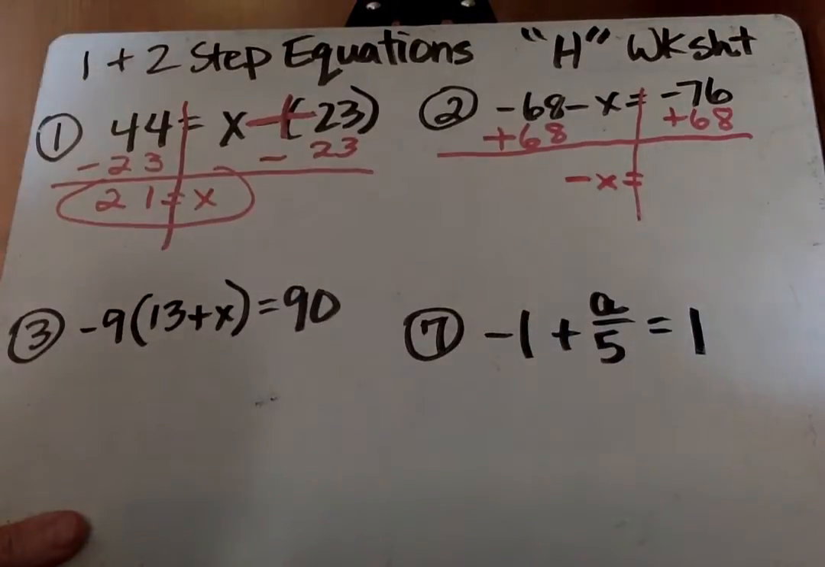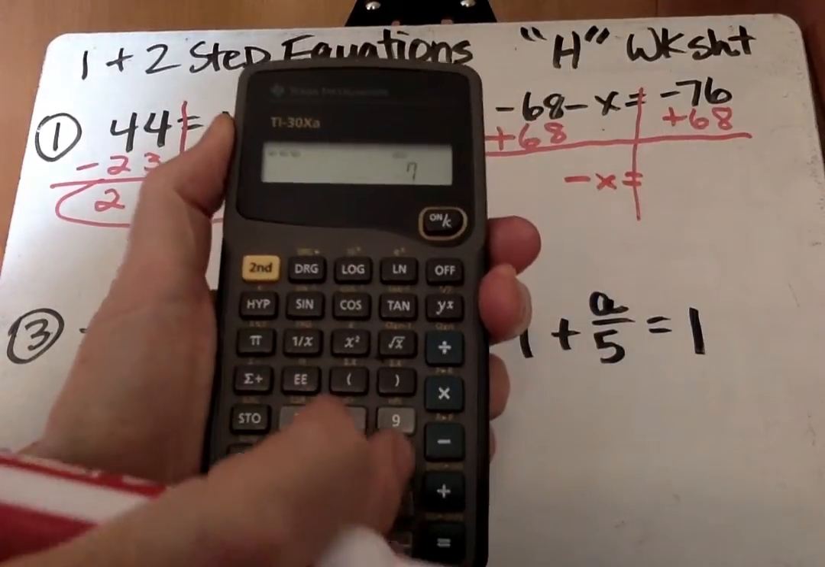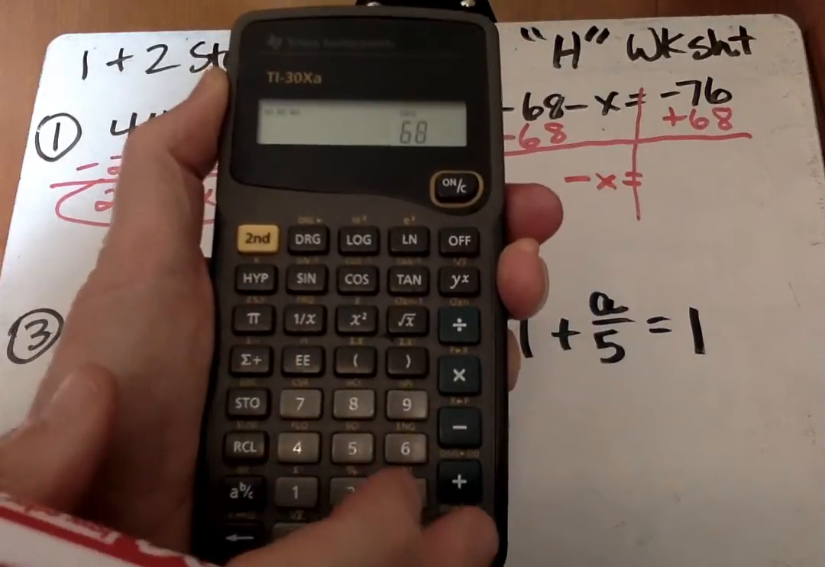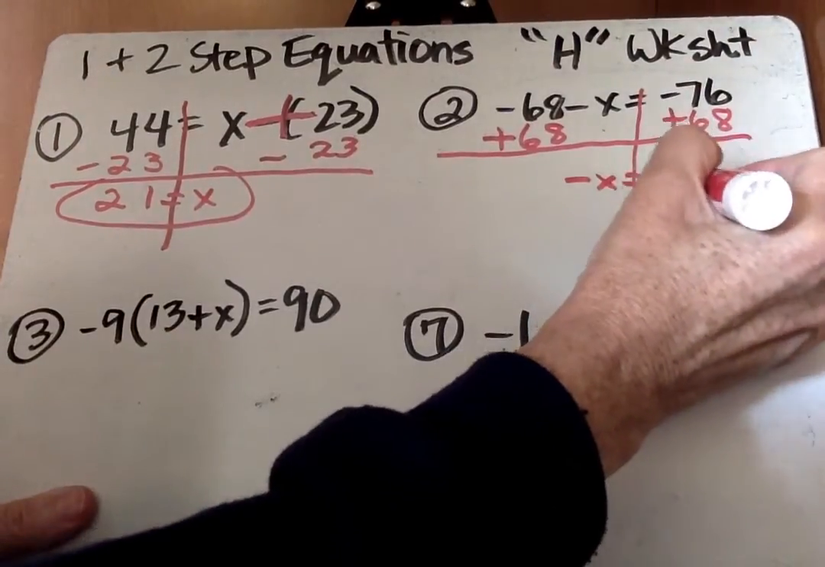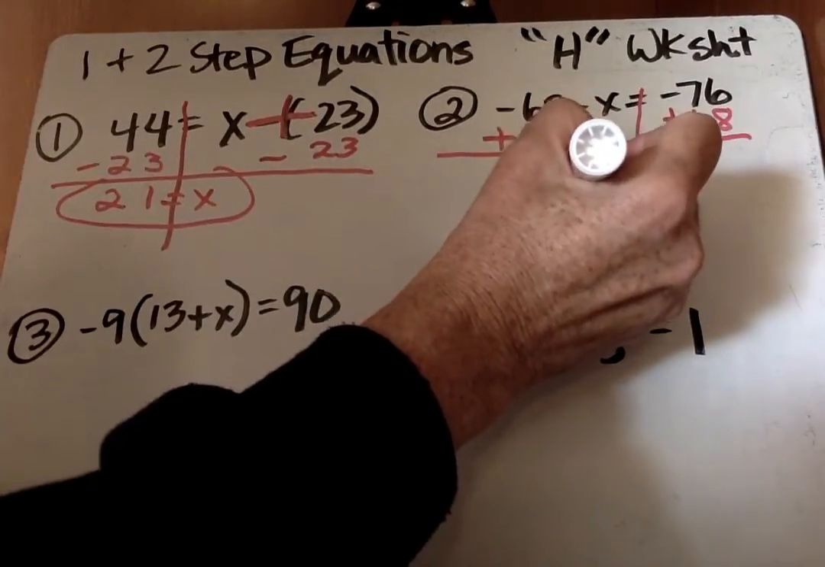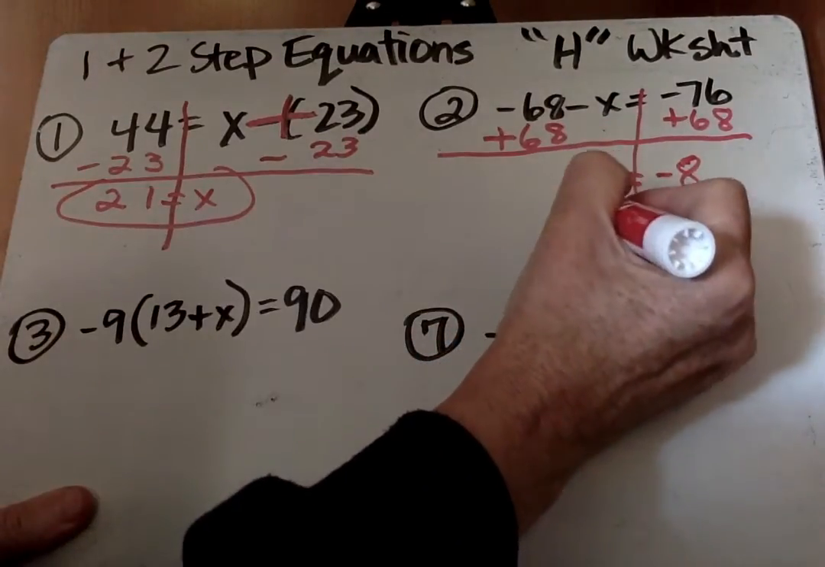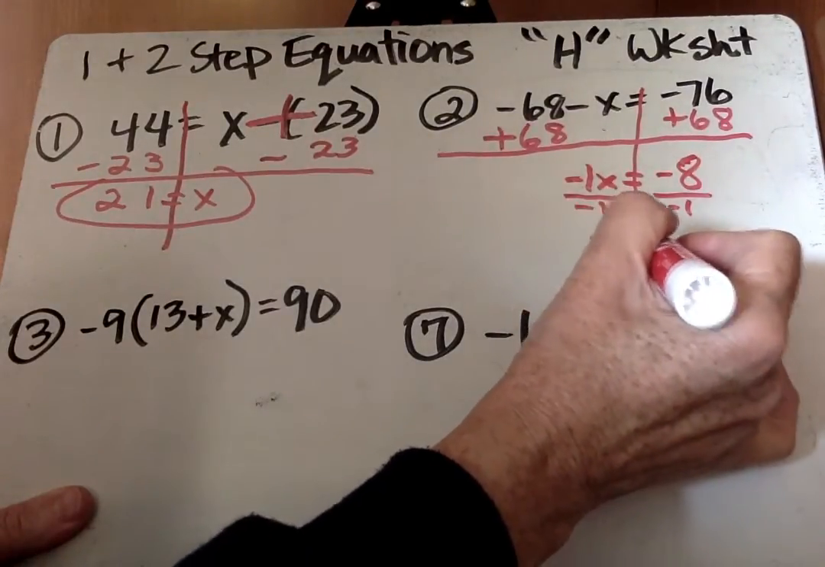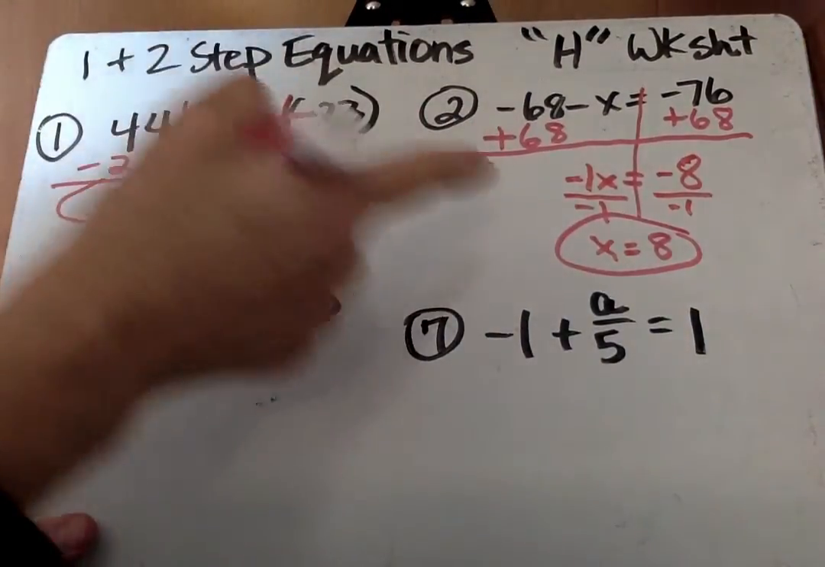Now, over here, is this a battle or a party? It's a battle. So we're going to take our handy-dandy calculator, 76. I'm going to make it negative. I'm going to add 68. And that's negative 8. Now, if you have a negative x, you can also put a 1 in front of it. So it's negative 1x. I'm going to divide by negative 1. And x equals 8.